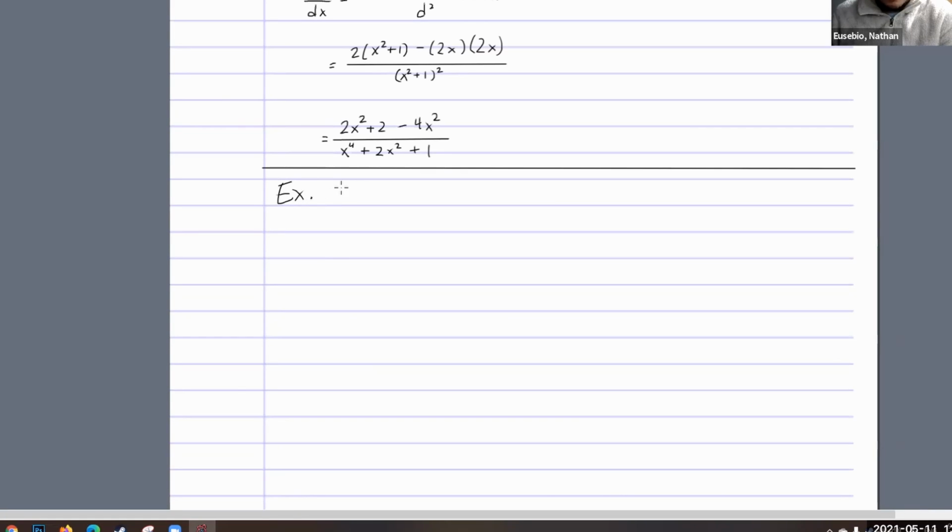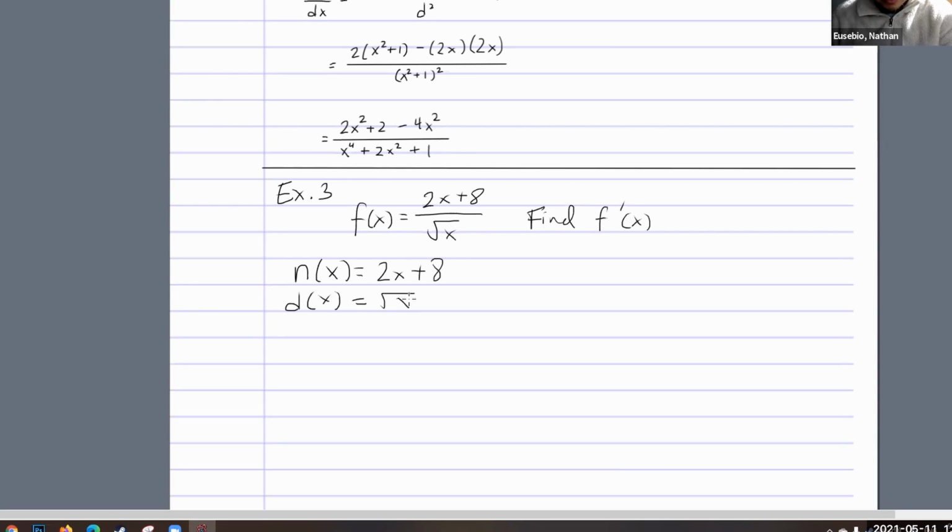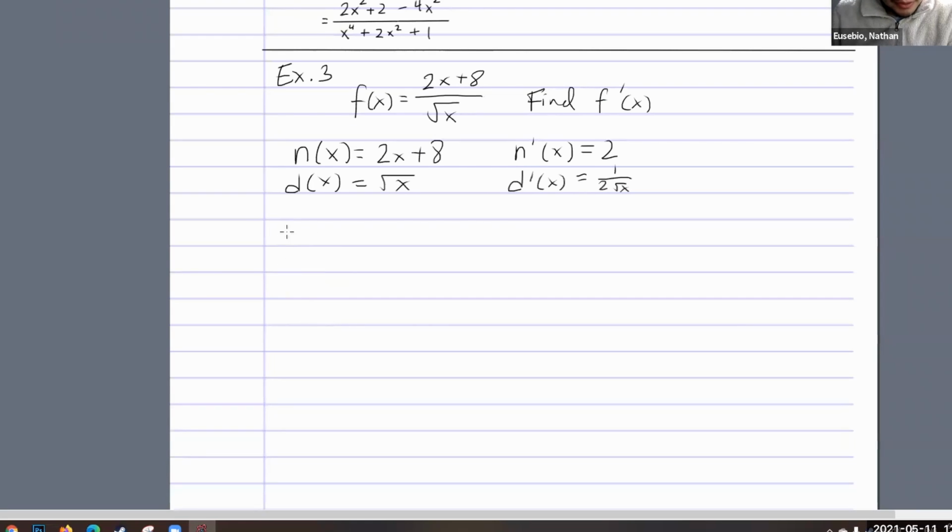Last example, we'll just go back to prime notation. So now I have my numerator, which is 2x plus 8, my denominator, which is root x. My numerator prime is just 2, and my denominator prime will be 1 over 2 root x. And again, I can jump from here to here because if you do it enough times, you start seeing it. Let's use the quotient rule.